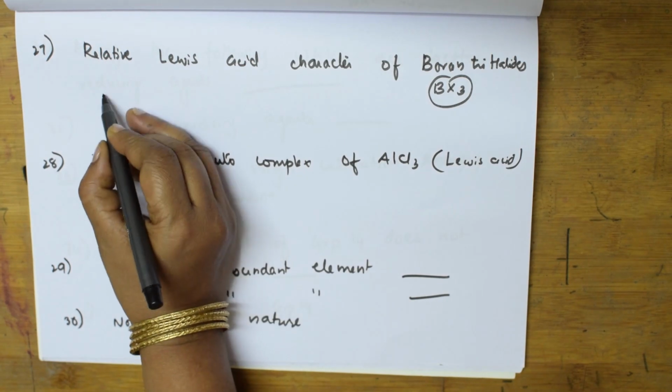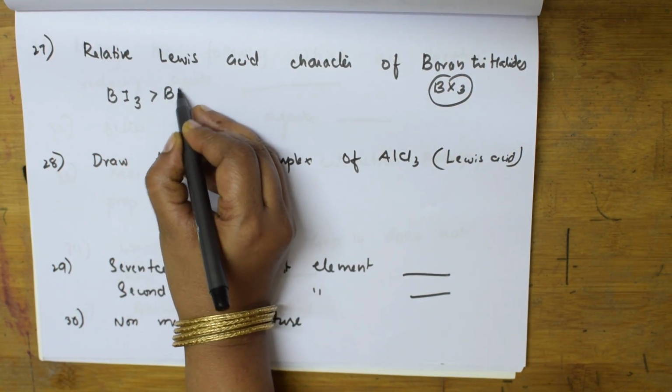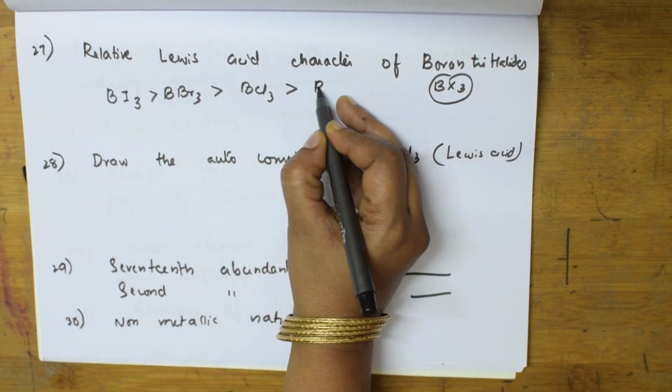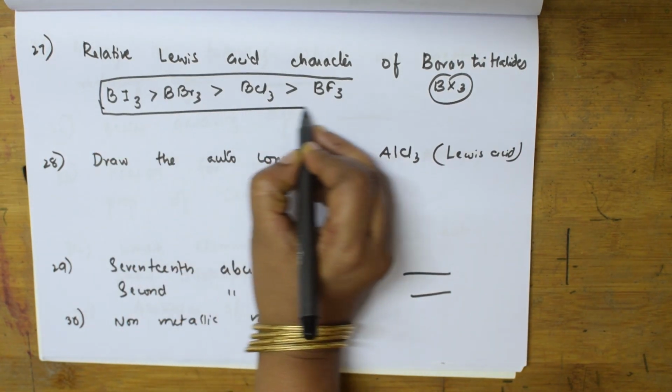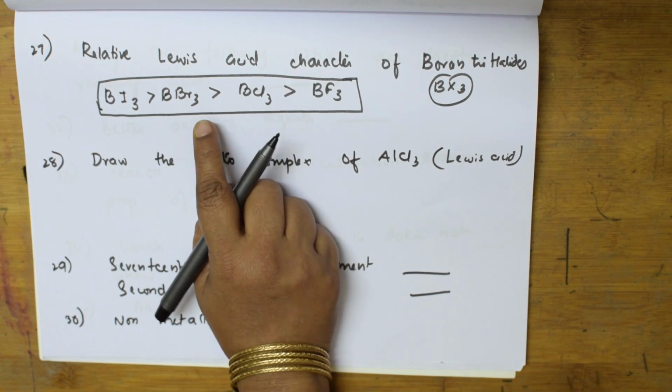So when I come back, what is the order? BI3 is greater than BBr3, which is greater than BCl3, which is greater than BF3. Remember this order, students. So the Lewis acid character of boron trihalides is this. Why? Because of back donation of smaller halogen atoms.